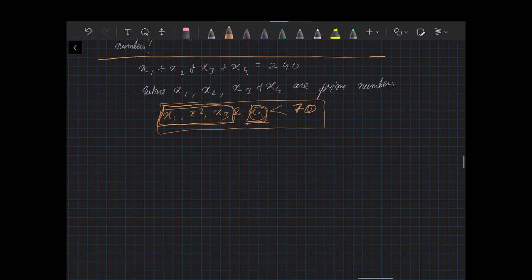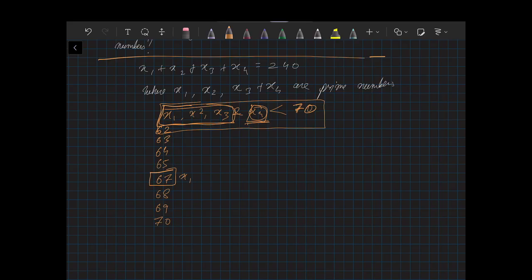So if you look at 70, the first number after 70 is 69, but 69 is not a prime. 68 is also not a prime. 67, yes, this is a prime. Okay, so we'll use this as x1. Then we have 65, that's not a prime. 64 is not a prime. 63 is not a prime. 62 is not a prime.